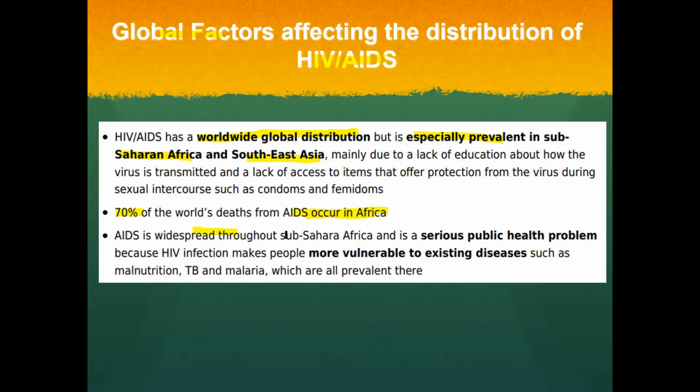So AIDS is widespread throughout sub-Saharan Africa. It's a serious public health problem because HIV infection makes people more vulnerable to existing diseases such as malnutrition, TB, malaria. If you're already living in Africa, malaria is very common there. Because HIV has already lowered their immunity, they can get malaria as well. TB and opportunistic infections can happen, and malnutrition definitely, since these are poor countries. So because of HIV, the person will have serious health problems.